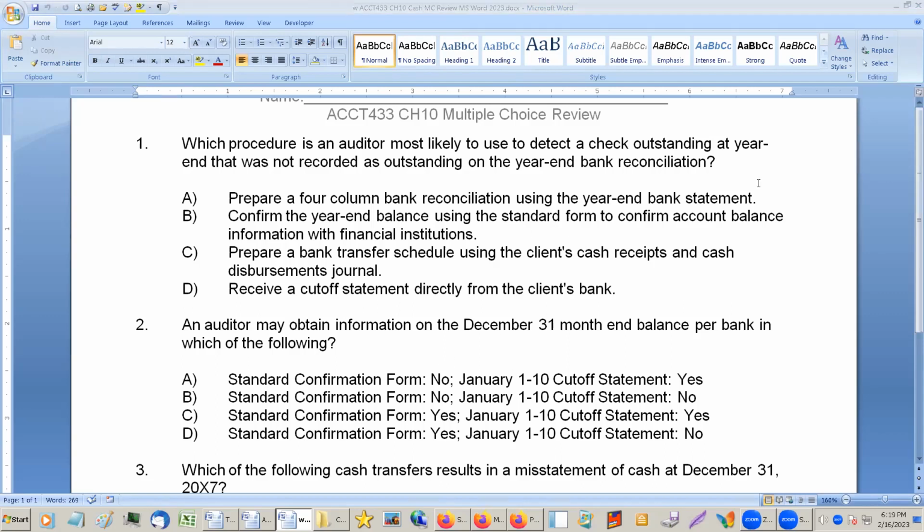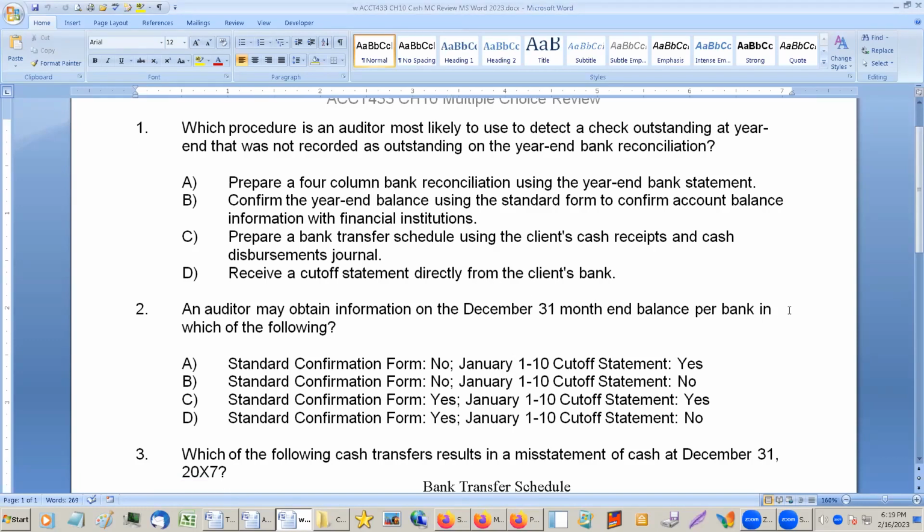It's kind of funny that no matter how they change all this stuff, the sampling and auditing of it is actually pretty much the same. So go ahead, 1 through 5, and see if you can figure those out.